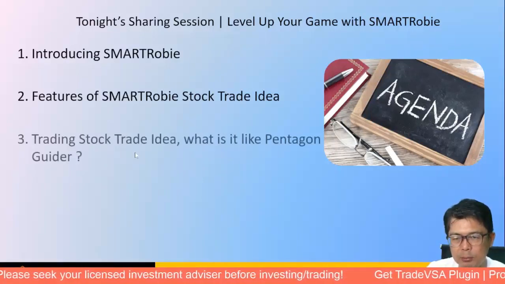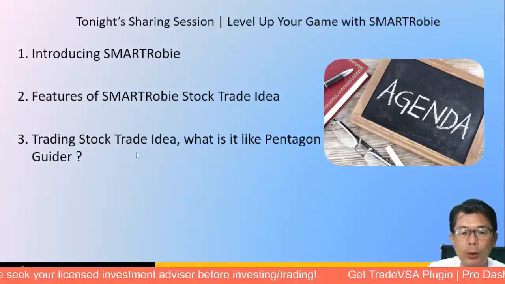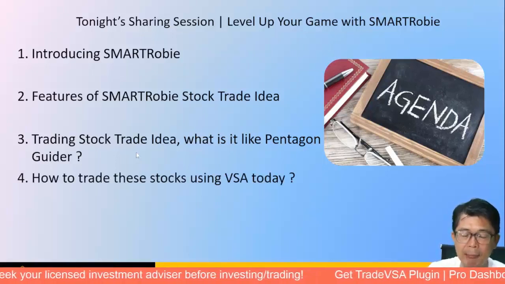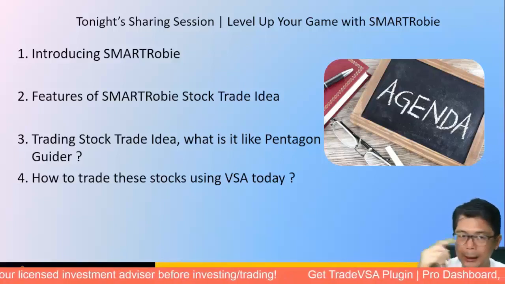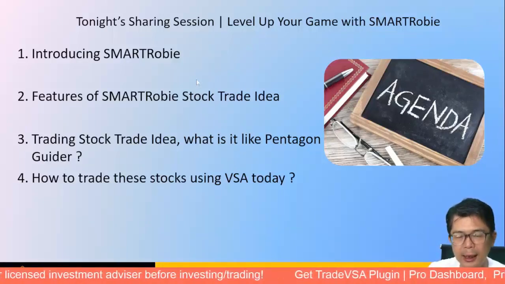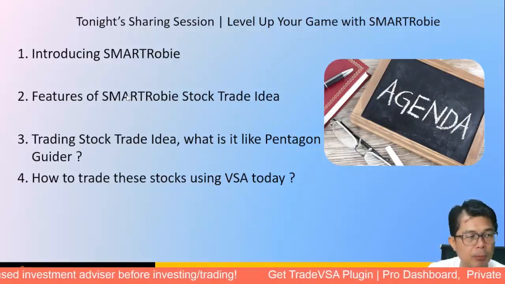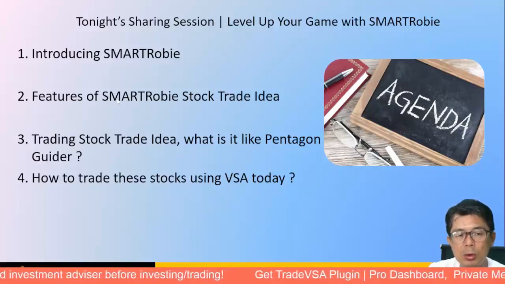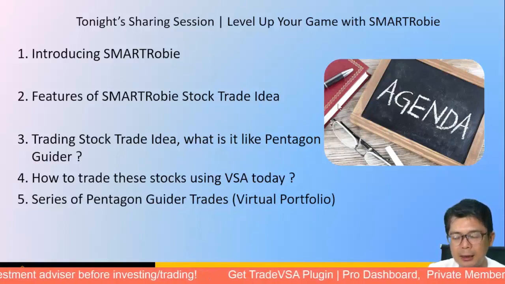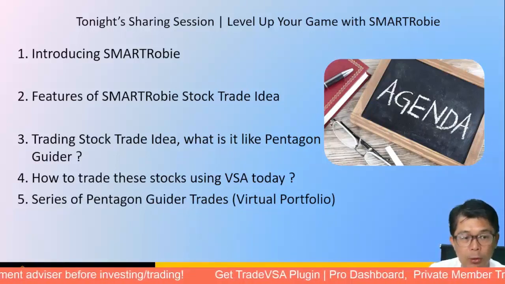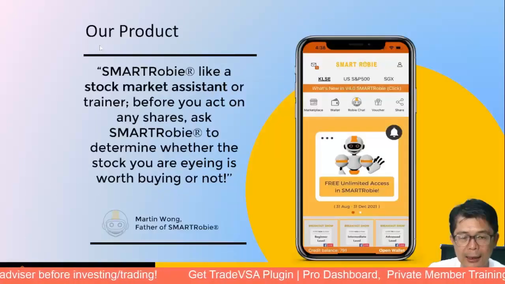So tonight we'll be talking a little bit about SmartRobie, as if you have never heard of it, the feature of SmartRobie trade ideas. And what is it like, the trade idea following the Pentagon guide, which you all hear many times, which is the up signal and down signal, which also trigger a lot of our buy signals. And how do you trade this stock using VSA? We're going to be talking about the approaches to look into the market and how you want to do that. And if you were to trade the Pentagon guide, trade the virtual portfolio, how would it have been over the last 3 months? What would be your likelihood summary?